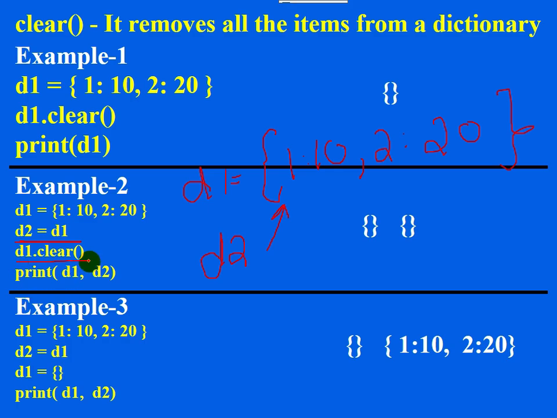If I write D1.clear(), the contents of D1, all the items of D1, they are deleted. So all these items are deleted, which means D1 is now pointing to an empty dictionary, D2 is also pointing to the empty dictionary. So both D1 and D2 become empty. So if I print D1 comma D2, both are empty.